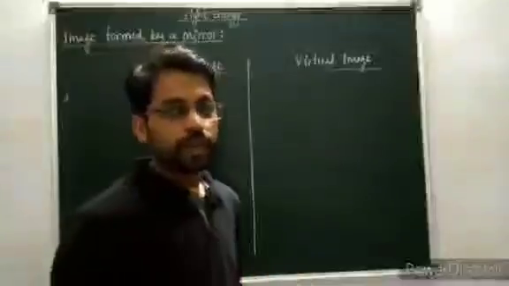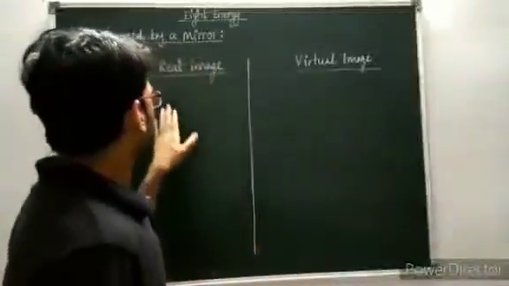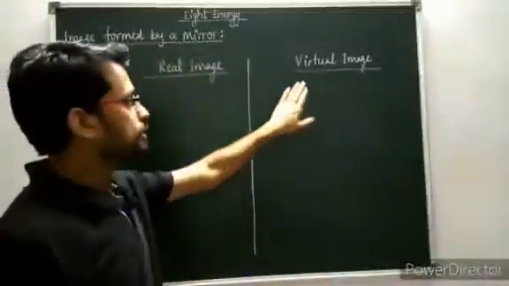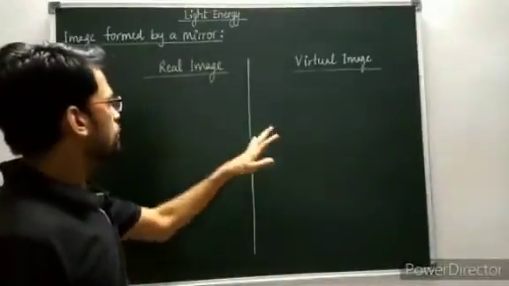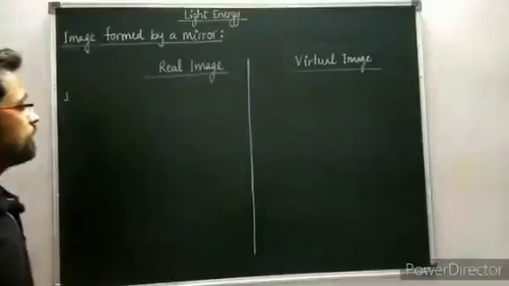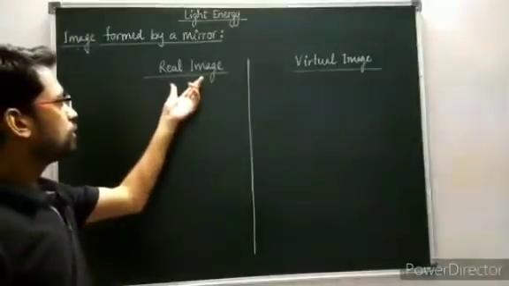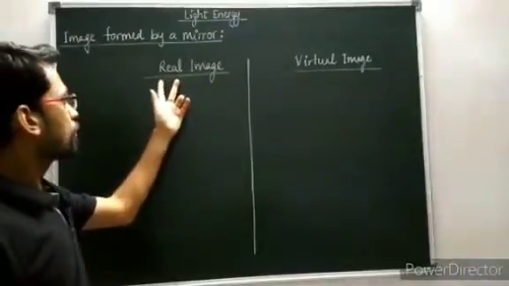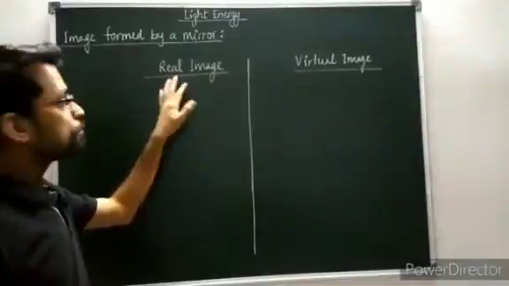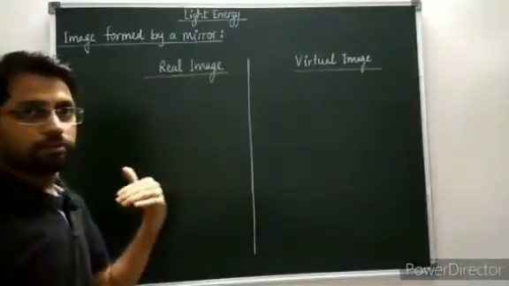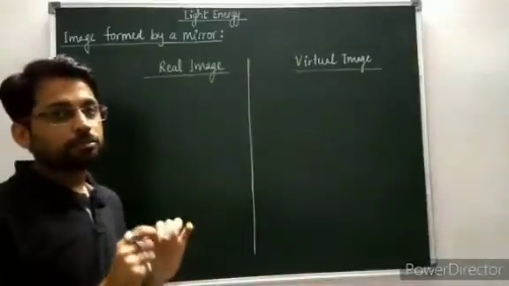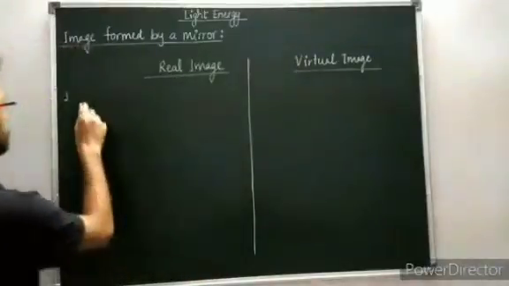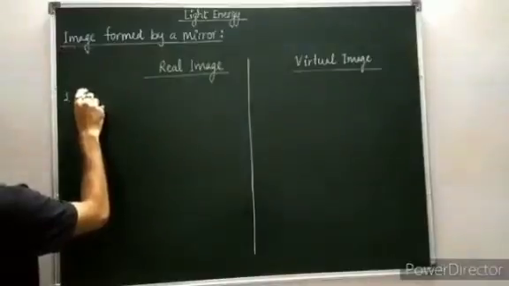So we have two types of images. One is real image and other is virtual image. Now note down the differences between them. The first difference is the formation. Okay. From the formation point of view, real image is formed when two reflected rays actually meet.